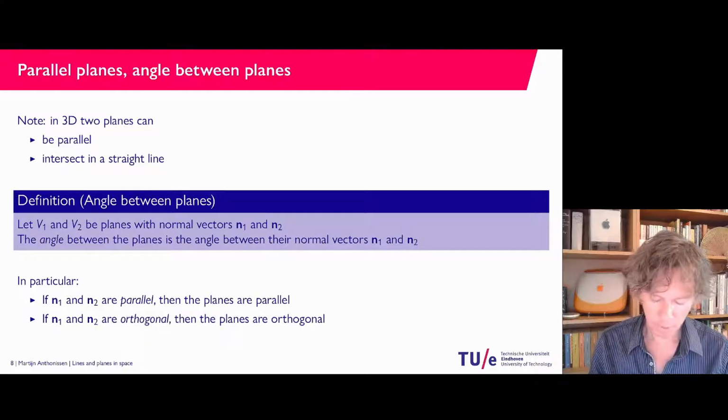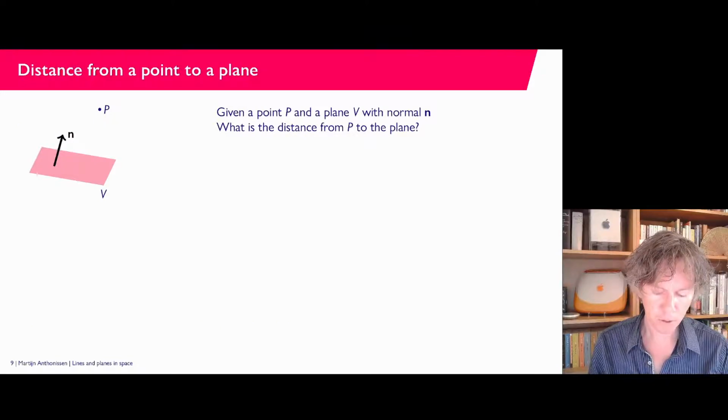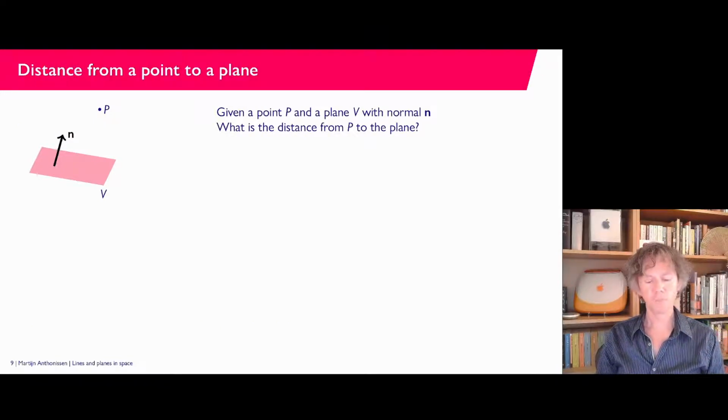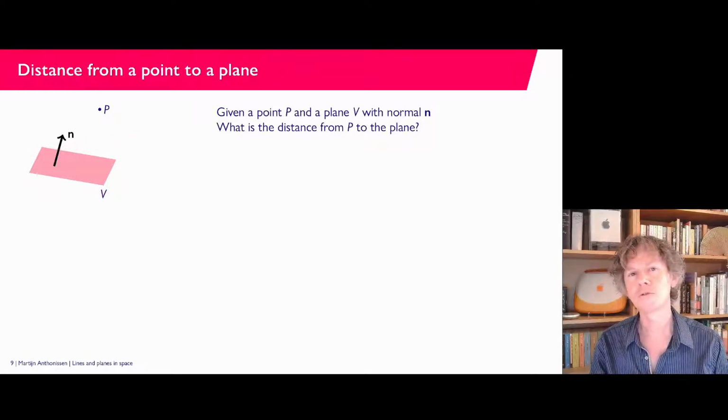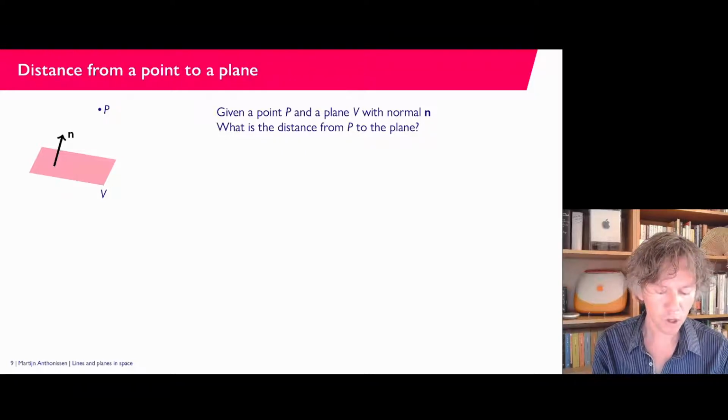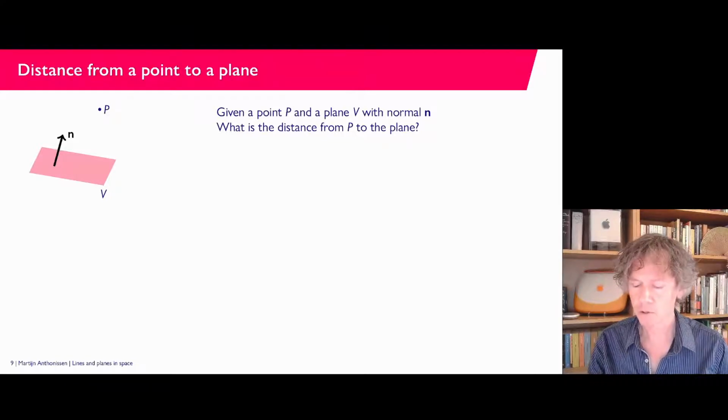Now finally, let's look at a little puzzle like this. The distance from a point to a plane. So we're in three-dimensional space. We have a point P somewhere. We have a plane V with a normal vector. And we would like to know the distance from the point to the plane. There are different approaches how to do this. And I will give a general formula, but that may be a bit hard to remember. So I'm also going to give you a different approach that looks more at the inside, so that you actually know what you're doing here. So let me give an example.